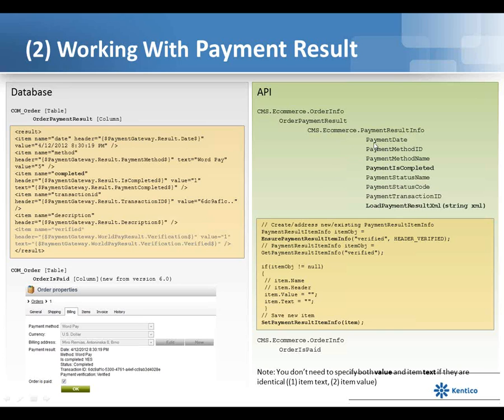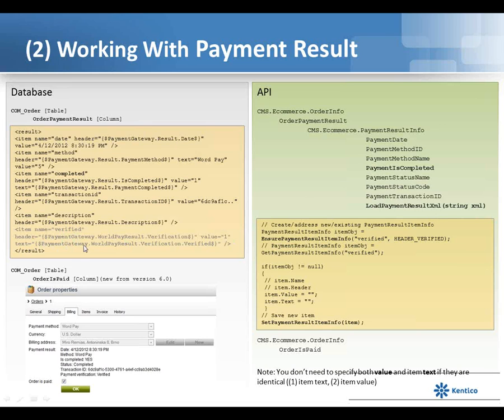So for example, if I want to update the payment date, it's that easy. I just assign a date to this property, and the system will automatically update the item whose name equals date. By default, when you create a payment result info object, the CMS itself will automatically create this XML structure for you. But in some cases, you might want to extend. As you can see, there is a grayed out section at the bottom. This is actually my custom field. I'll show you in a minute how to do that.